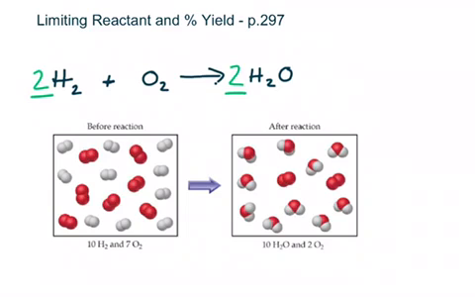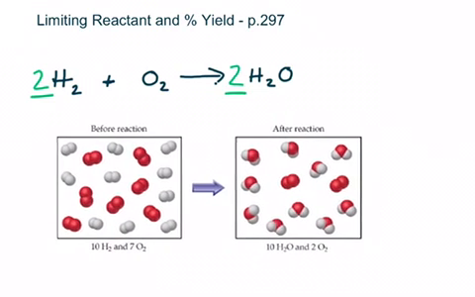Now let's consider the second example in which we don't have an exact ratio of reactants. So here we can see, if we assume again that the hydrogens are the gray-white and the oxygens are red, that we have 10 molecules of hydrogen and 7 molecules of oxygen. You'll notice this is not an exact 2-to-1 ratio.